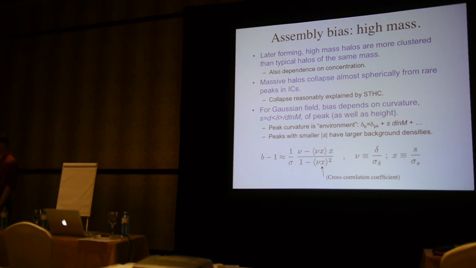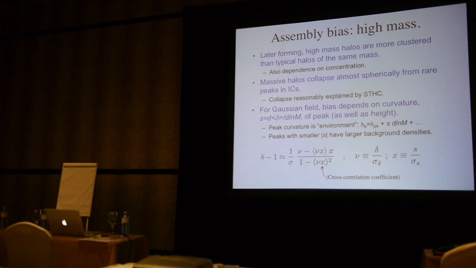So I'm going to deal with the two limiting cases. The intermediate case is a little harder. So assembly bias at high mass and at low mass turns out to act very differently, so let me run you through those two cases. It turns out if you just go into the simulations and look, later forming high mass halos are more clustered than a typical halo of the same mass.